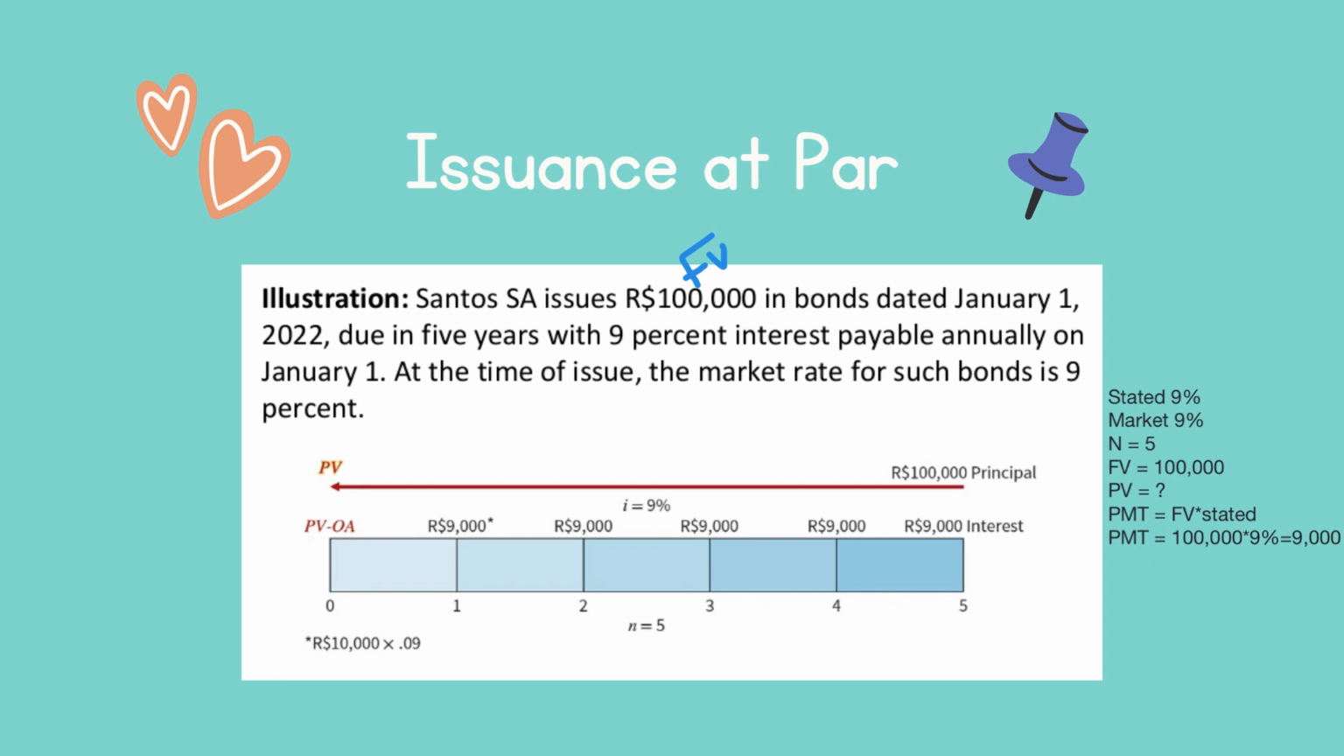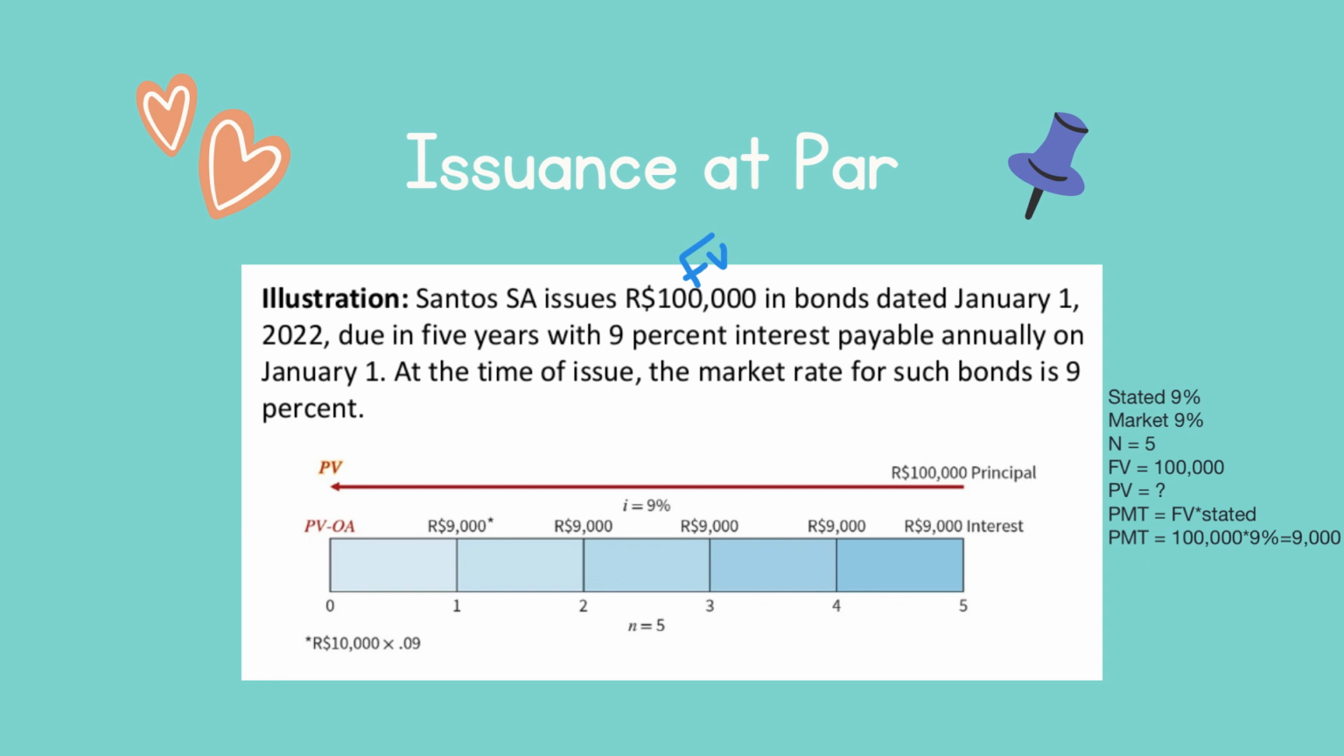Now the payment, the periodic interest payment that I have to pay annually 5 times on January 1st, as he said, will be calculated by multiplying the face value, which is the principal, the 100,000, by the stated rate, which is 9%. So it's going to be 9,000. So I'm going to pay two things. I'm going to pay as a bond issuer, not holder. So I'm the seller, I'm the one who issued the bonds.